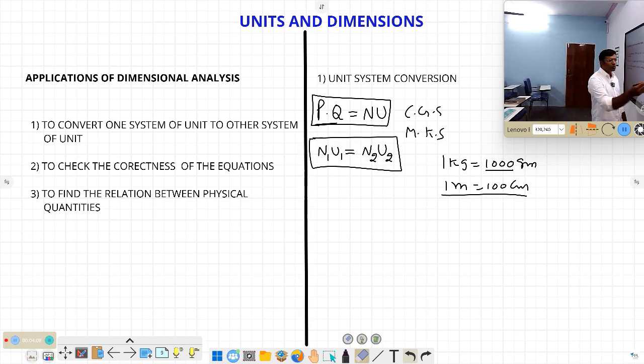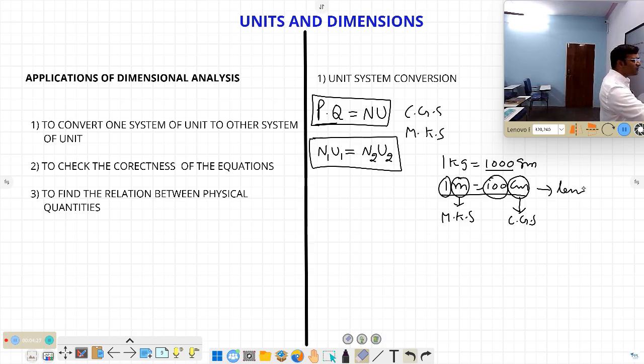Here 1 is the number, meter is the unit, 100 is the number, centimeter is the unit. Meter is the unit in the MKS system or SI system, centimeter is the unit in the CGS system. So both systems are different for the same physical quantity of length. If you see the number in the MKS system, the number is 1, but in the case of the CGS system, the number is 100.